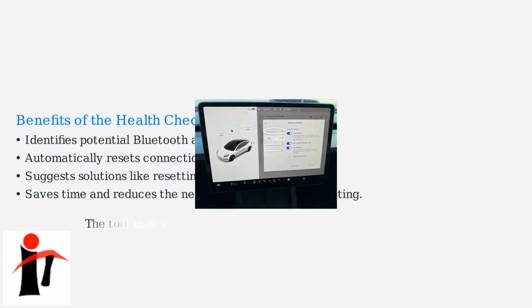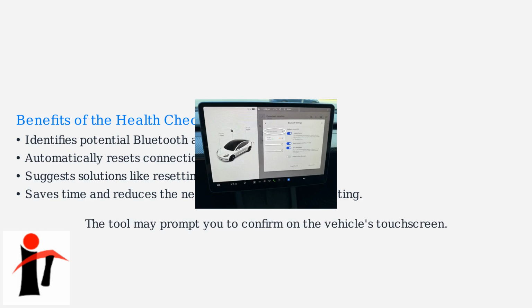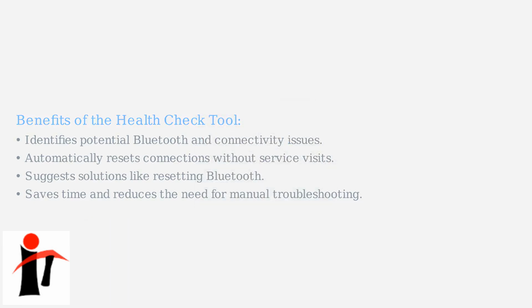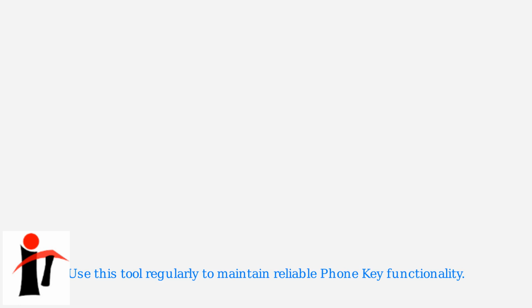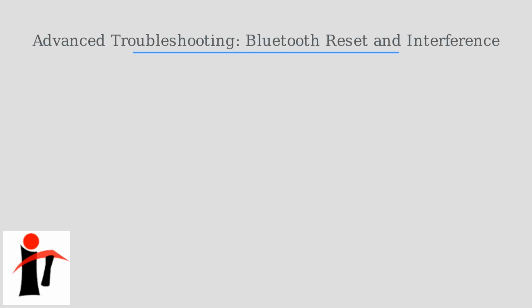During the diagnostic process, the tool may prompt you to confirm actions on the vehicle's touchscreen, such as verifying Bluetooth settings. This ensures the health check covers both the app and the vehicle systems. Regular use of the Phone Key Health Check tool helps maintain reliable functionality and prevents issues before they become major problems. When basic troubleshooting doesn't resolve Tesla phone key issues, try advanced steps.